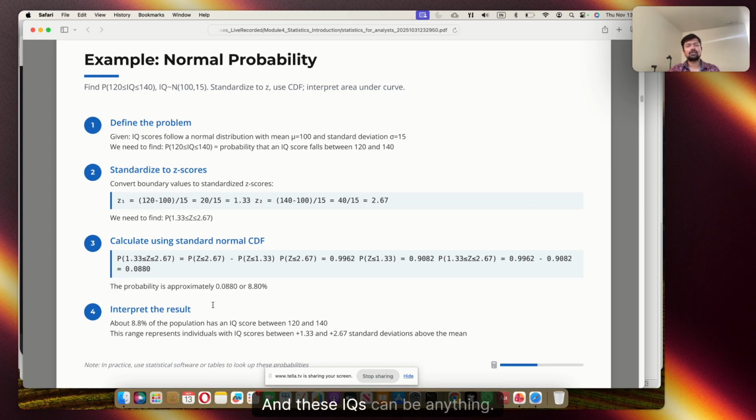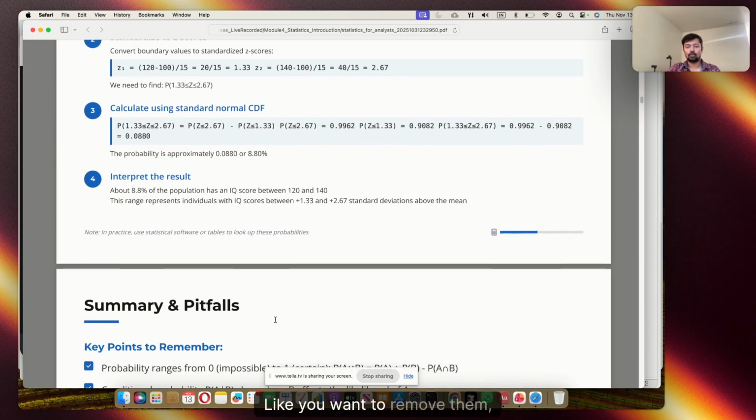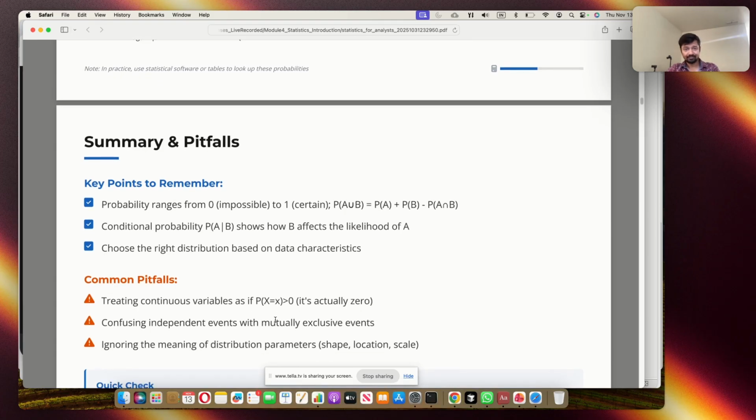And these IQs can be anything. It depends. If you are making box plots, you can go for the 25% quartile, you can go for the 75% quartile. You can get the IQ scores. From those IQ scores, you can compute the standard deviation, and from those you can find the outliers, and then decide what to do with them, like whether you want to remove them or impute them.